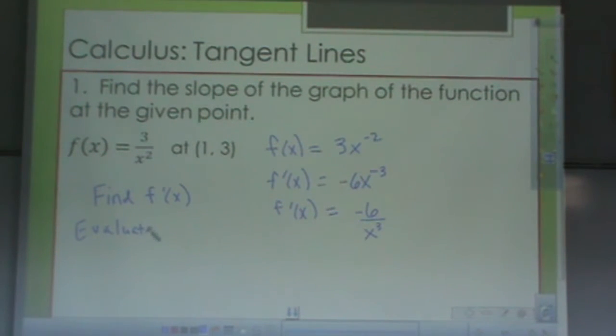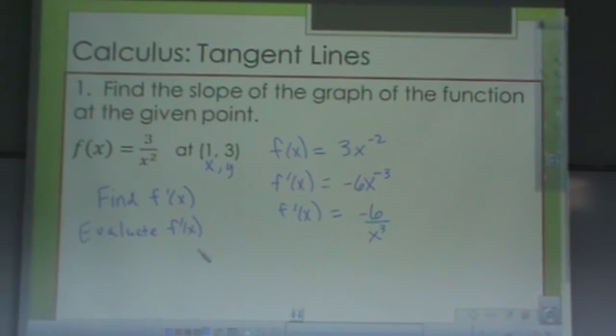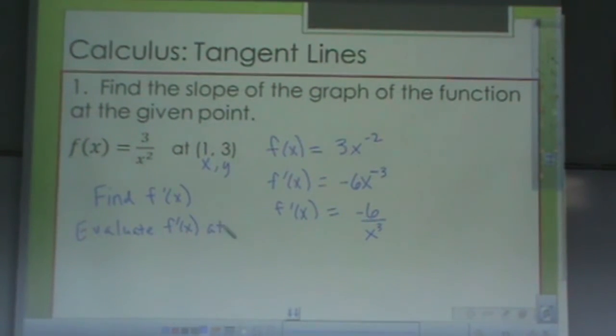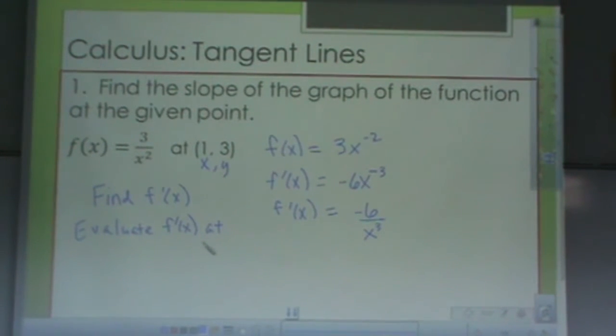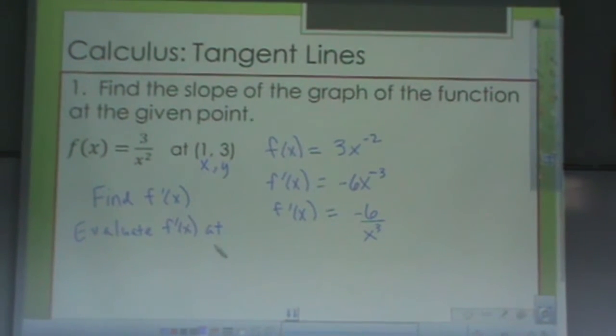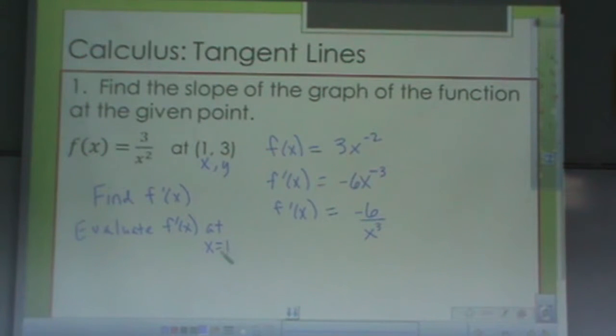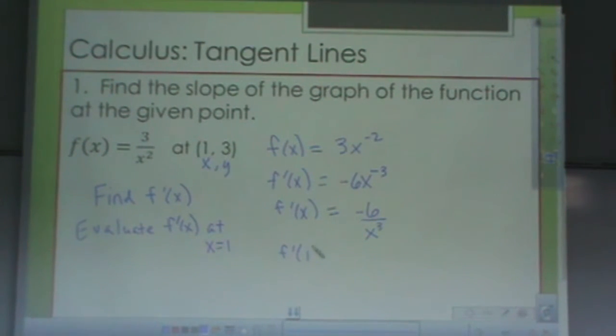the derivative at the given value of x. Now they give me the point 1, 3. I'm just concerned with what is the x value. Of course every point gives us an x and a y. So in this case I want to know what is the value of the derivative at x equals 1. So I'll come over here, find my derivative, and evaluate f prime of 1.